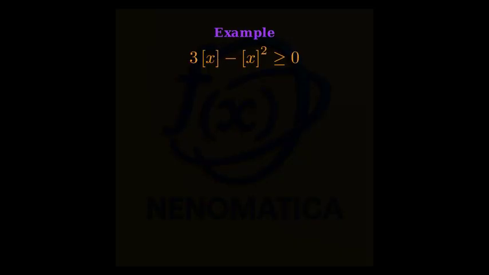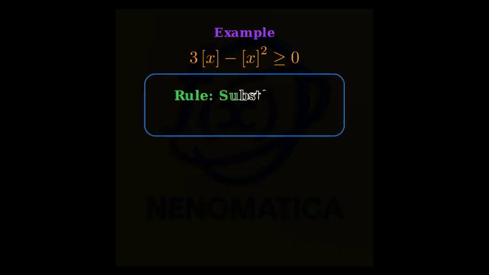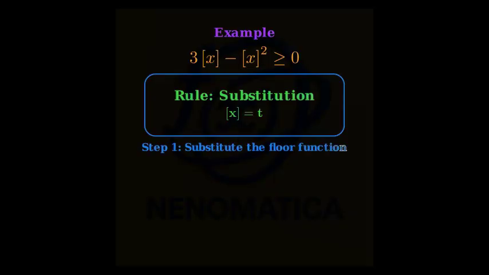In this guided example, we will follow a precise step-by-step structure with rule boxes, highlights, and checks. We begin by clearly stating the example. Here is the problem statement in bold orange math. Rule: substitution. We introduce a simple substitution to turn the expression into a standard quadratic form. Step 1. Substitute the floor function.